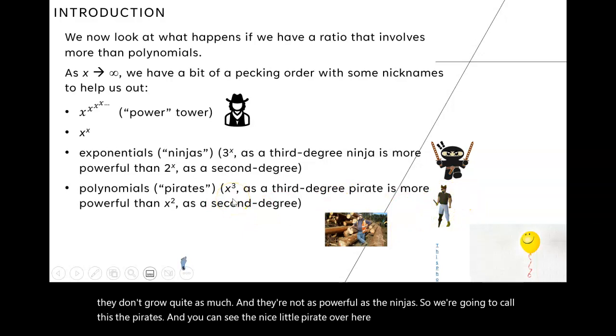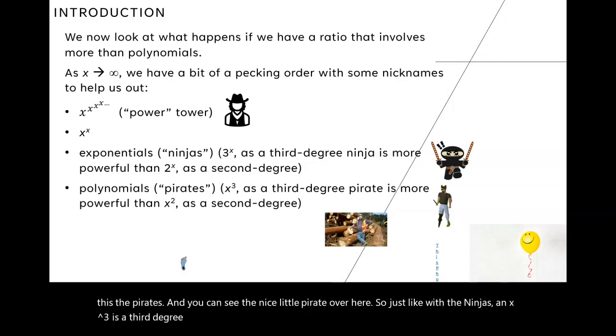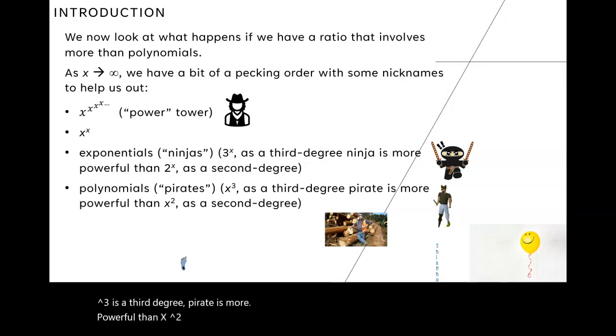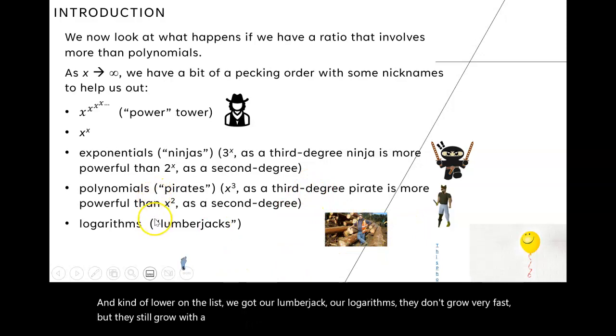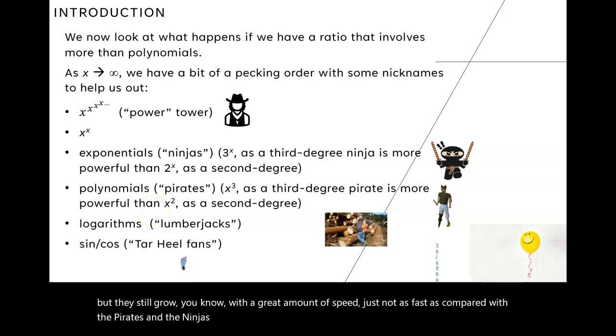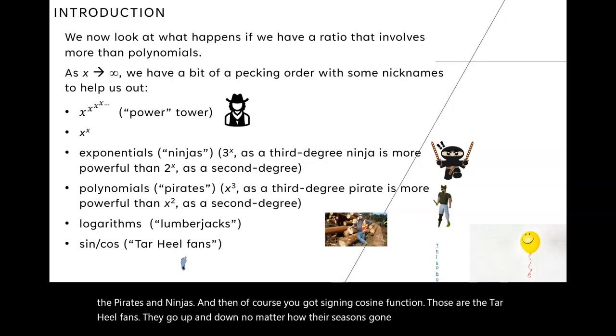So just like with the ninjas, an x cubed as a third degree pirate is more powerful than x squared, which is a second degree pirate. Okay. Then kind of lower on the list, we got our lumberjacks, which are logarithms. They don't grow very fast, but they still grow, with a great amount of speed, just not as fast as compared with the pirates and the ninjas. And then, of course, you got sine and cosine functions. Those are the Tar Heel fans. They go up and down no matter how their season's going. Okay, but they're not powerful at all.